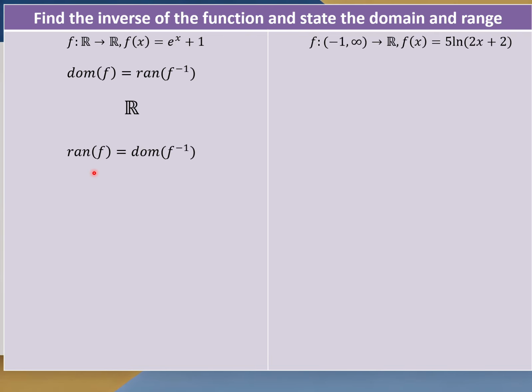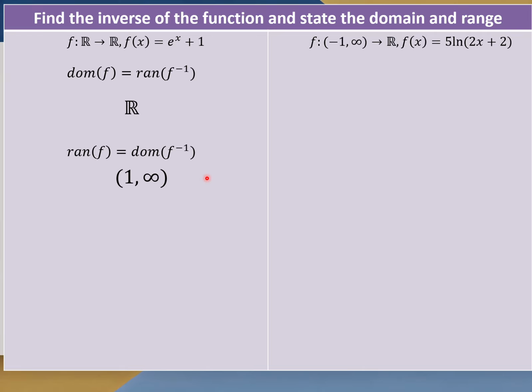Likewise, we're thinking about our range of f. That's going to turn into our domain of our inverse. So the range in this function here, it's got a vertical shift up by 1, which means that the range here is going to be 1 to infinity and it will never equal 1.